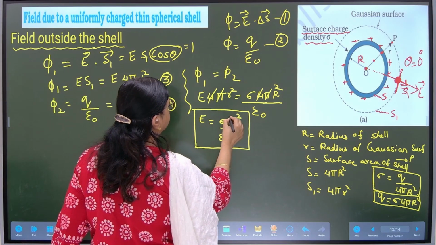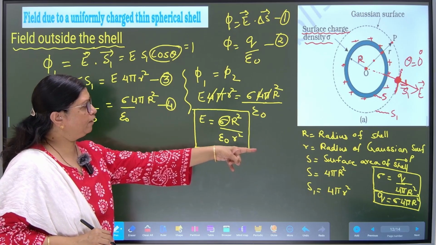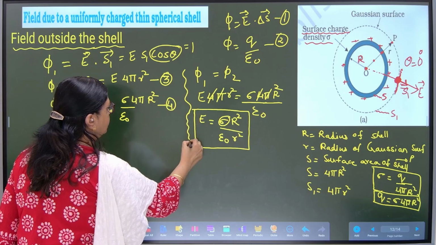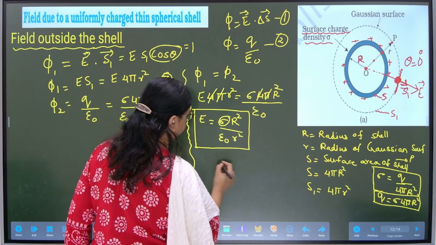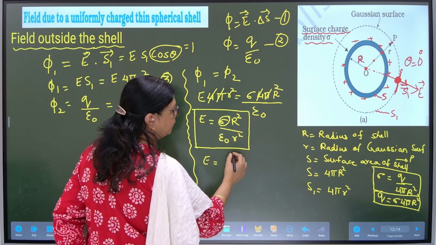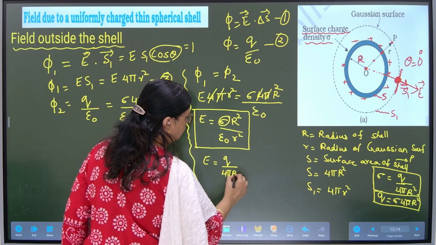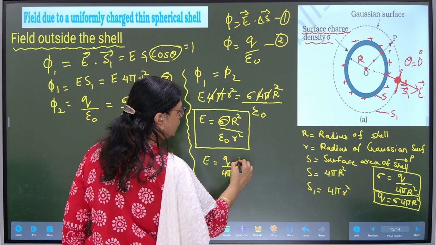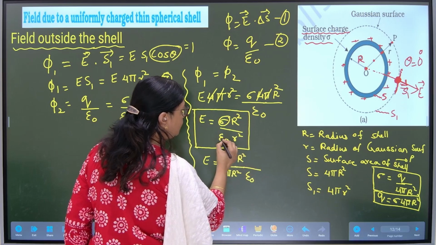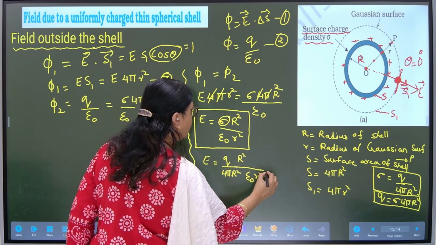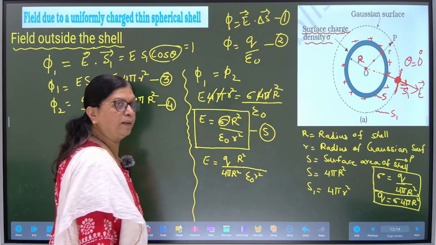And here I have sigma. As I said, we will use those formulas. So from there, let me use the formula for sigma in this particular equation. So what do I get? E is equal to Q upon 4 pi R square, as it is from here, epsilon naught as it is from the denominator, and r square is also as it is from the denominator of the equation number 5. Let us name it as equation number 5.